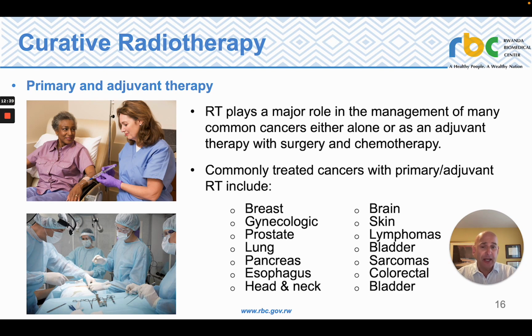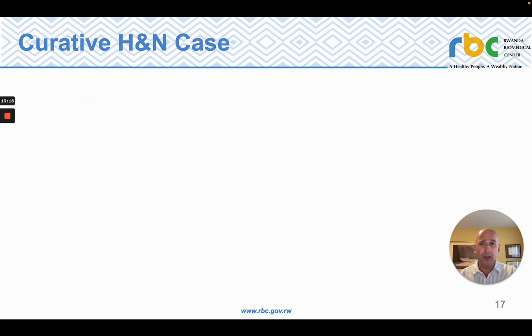In addition, prostate cancer is often treated with radiotherapy as an alternative to surgery, or sometimes after surgery when there are high risk factors requiring adjuvant radiotherapy to reduce the risk of it coming back. Other diseases include lung cancers, pancreatic cancers, esophagus, multiple different head and neck cancers, brain, skin, lymphomas, bladder, sarcomas, and colorectal cancers. So again, there are lots of different cancers that are treated with radiotherapy, either as primary therapy or adjuvant therapy.